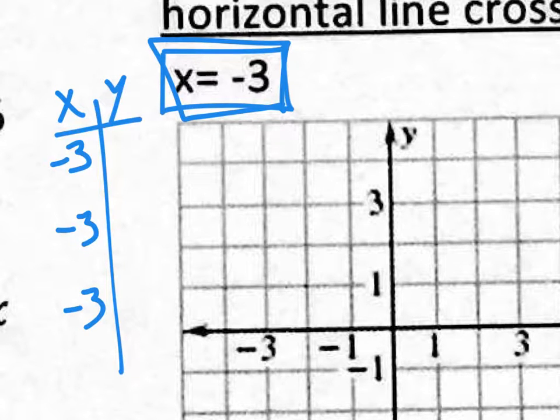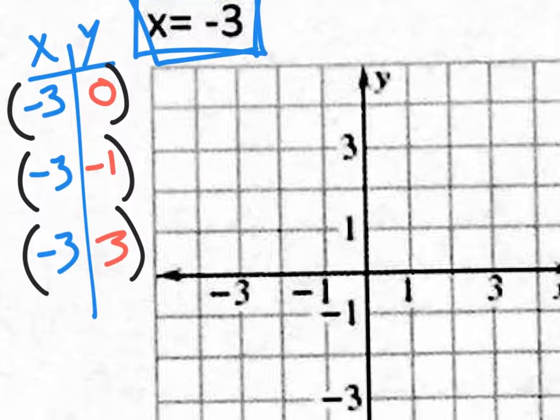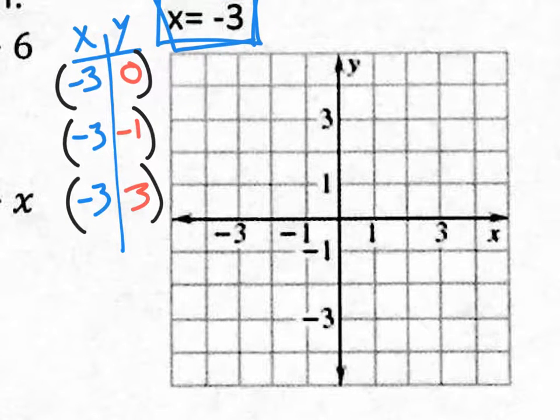Now what about your y values? It doesn't even matter what y is because there is no y value in your equation. So it could be anything you want. It could be 0, could be -1, could be +3, whatever you want. And those are your coordinates right there. Now, what's that going to look like if I go to the coordinate -3, 0? -3, 0 is right there. If I go to the coordinate -3, -1, it's right there. If I go to the coordinate -3, +3, it's right there. What kind of line is this? It's a vertical line. So this is a vertical line going right through that value of x equals -3.